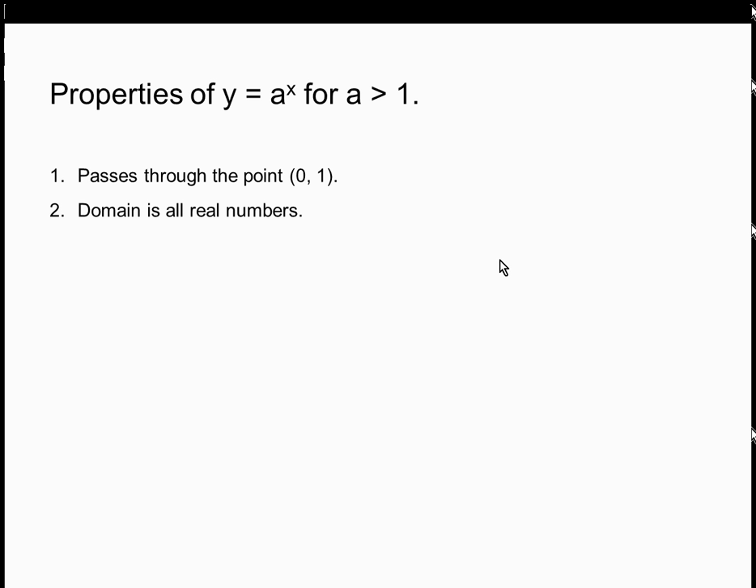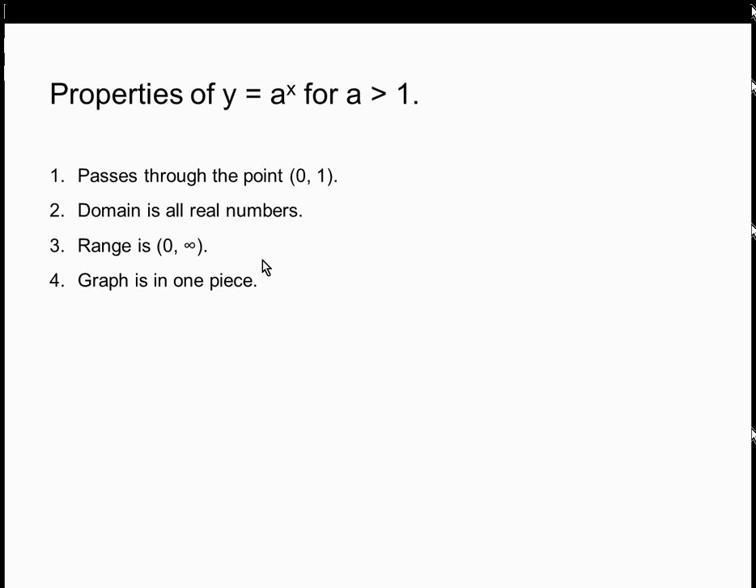Number 2, the domain is all real numbers. When we were picking our x values, we gave it 0, we gave it positive, we gave it negative. That would be everybody. And remember, if you look at the graph, a to the x was always bigger than 0. In fact, it never equals 0. So the range is 0 to infinity. It's the open interval from 0 to infinity. Another way of saying it, it is y greater than 0.